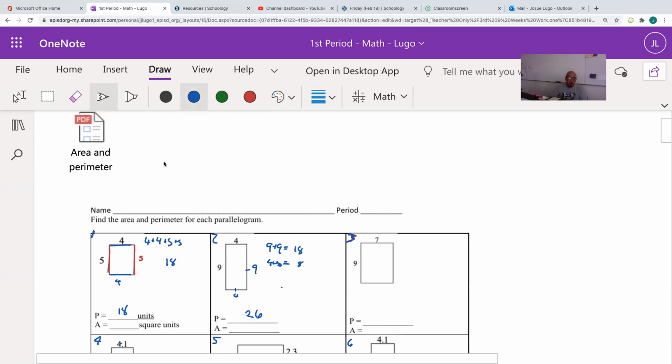Now, most of you guys remember from elementary school that area was given to you as length. Now, in middle school, it's the exact same thing, except that instead of saying length times width, we're going to say base times height.